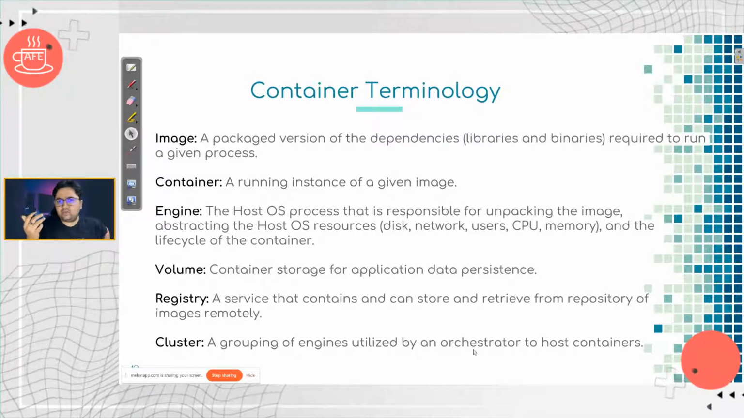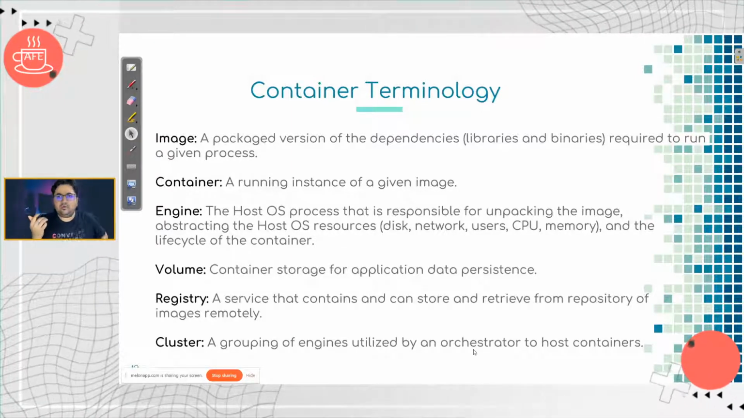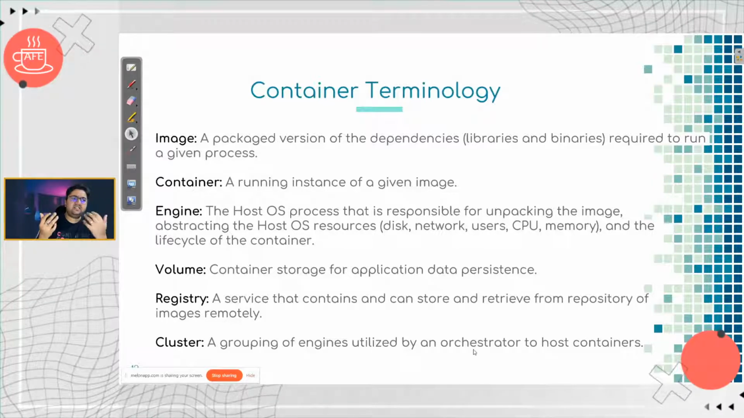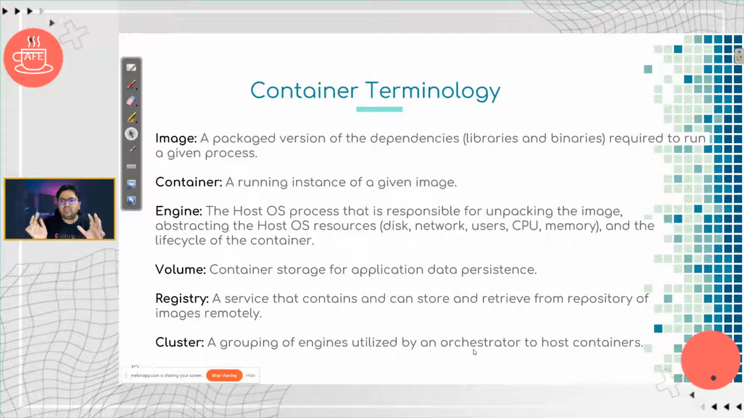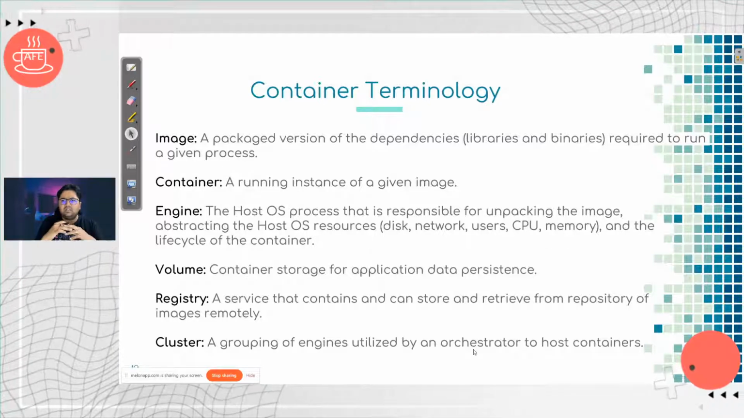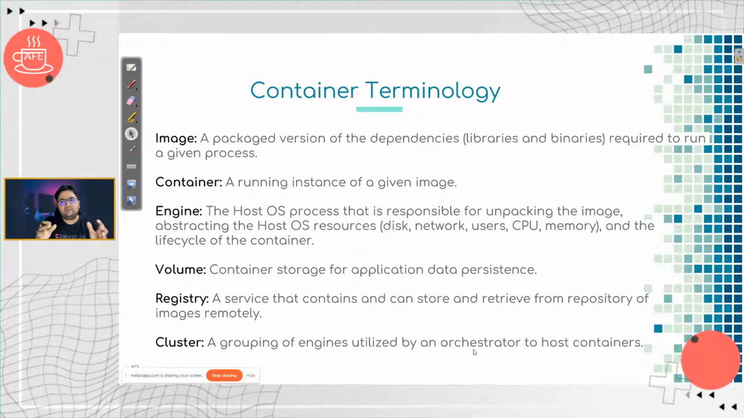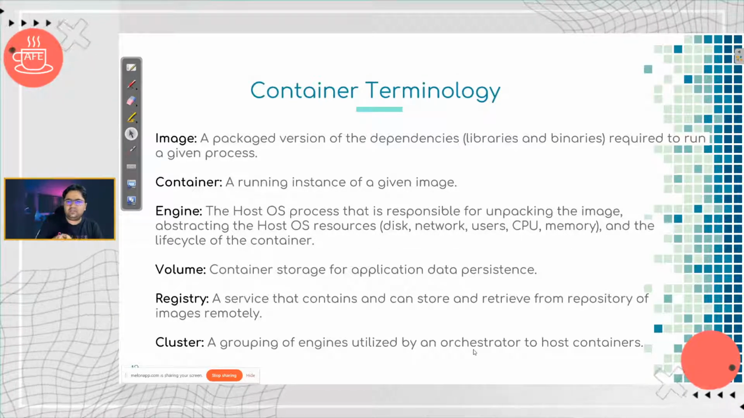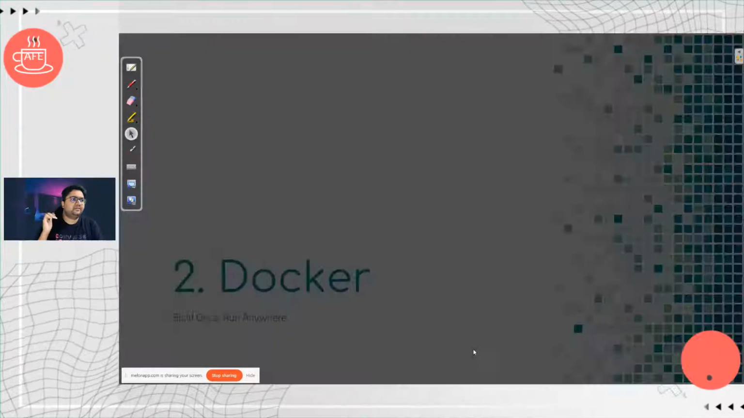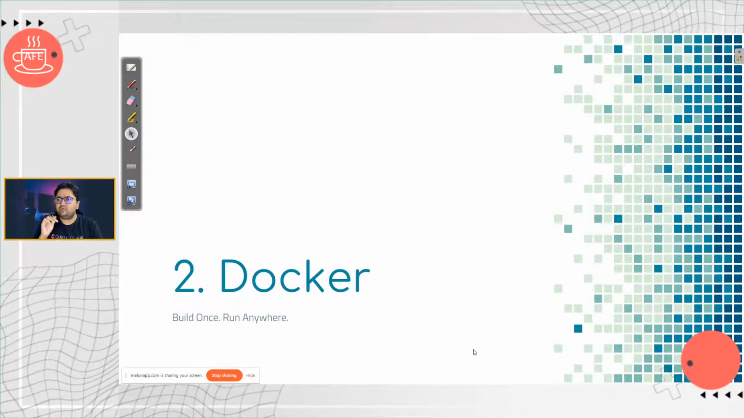Volume is simply the storage, very simple. Volume is just the storage that the container needs for the data for the application. Registry is where you save all of your images. Cluster is a grouping of engines utilized by orchestrator. We'll talk about that in a little while. That's Kubernetes for us. All right, now switching over to Docker.